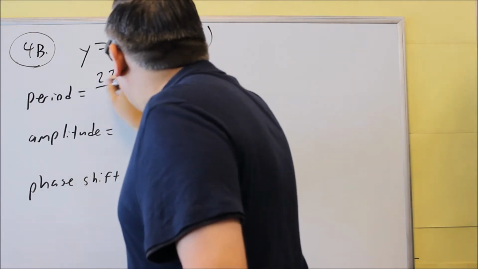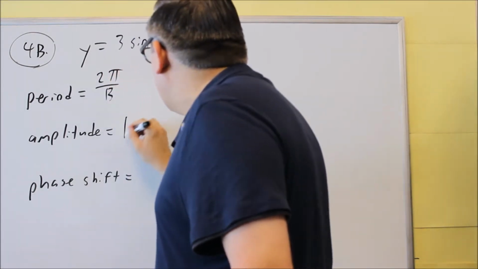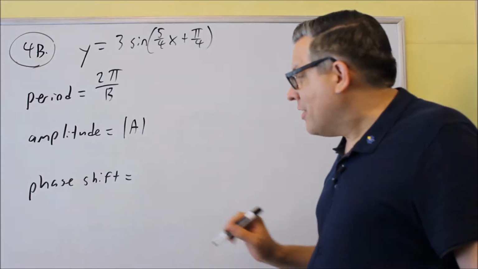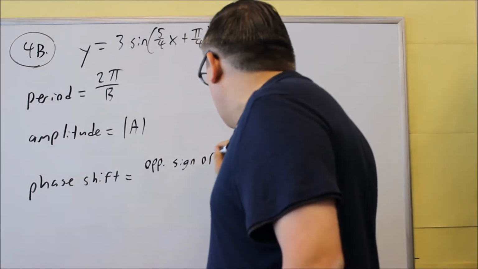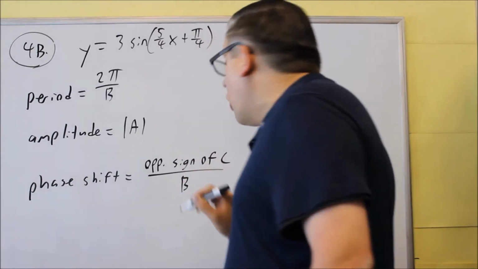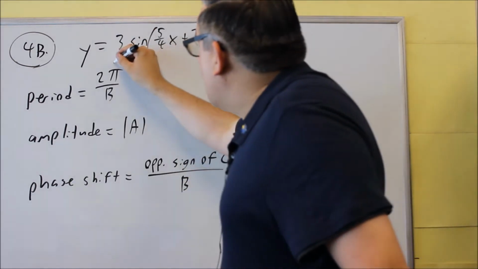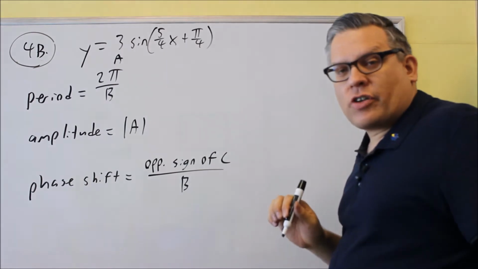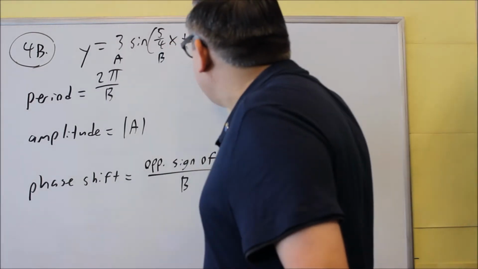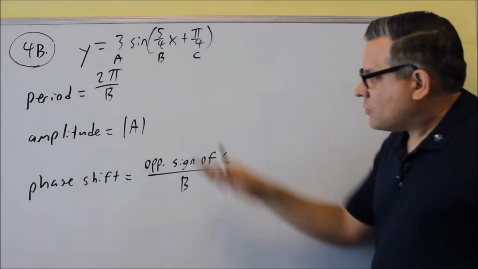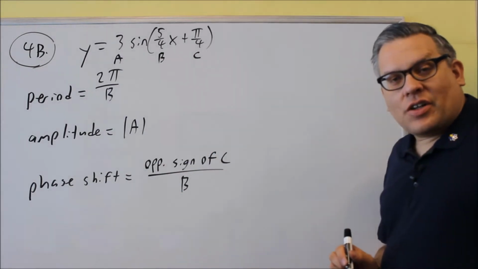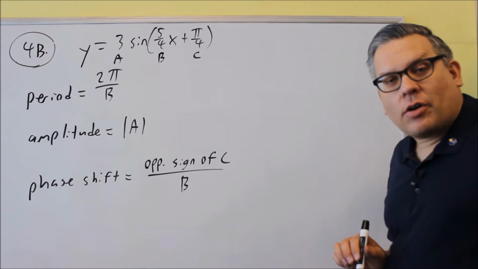The formula for your period is 2 pi over b. The amplitude is the absolute value of a. Phase shift is opposite sign of c over b. Your a is the number in front of the trig function, your b is in front of the x, and your c value will come after the x. We have to know these formulas, so you definitely want to have them on your note card.